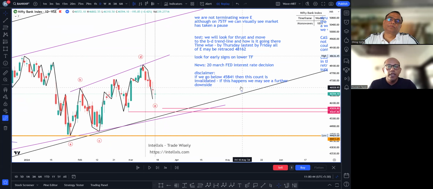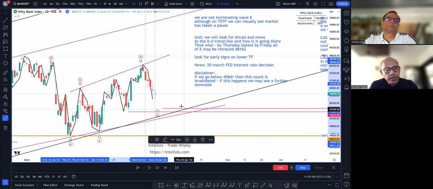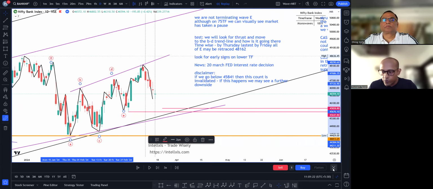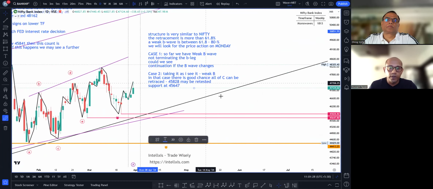It was more like a case two that if we go below 45,841, which is the cardinal rule in a triangle, wave C can never be the shortest among waves A, C, and E. That's how we recognize triangles. As soon as this price action went below 45,841 and we went to 45,828, my triangular assumption was nullified. And we had written it over here that if we go below 45,841, this count is invalidated. So I'm just moving this back here. I will switch off the replay and we will see what we have for this week.